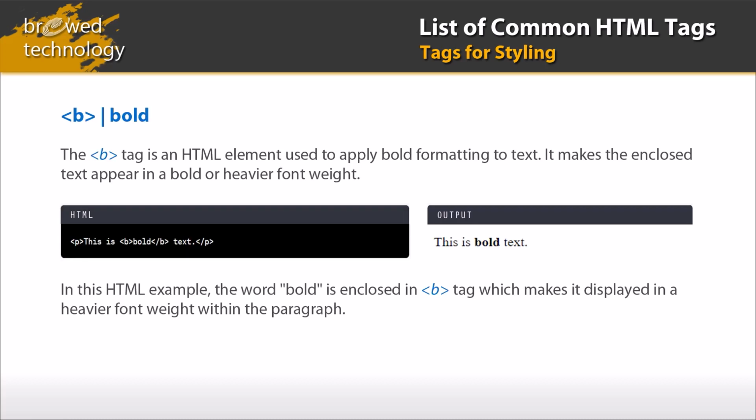The bold tag is an HTML element used to apply bold formatting to text. It makes the enclosed text appear in a bold or heavier font weight. Here in our HTML example, the word bold is enclosed in B tag, which makes it displayed in our output in a heavier font weight within the paragraph.